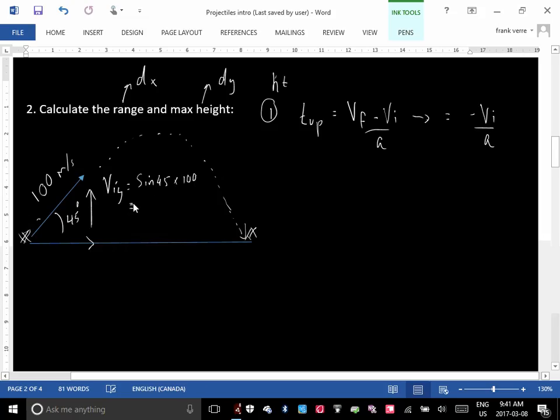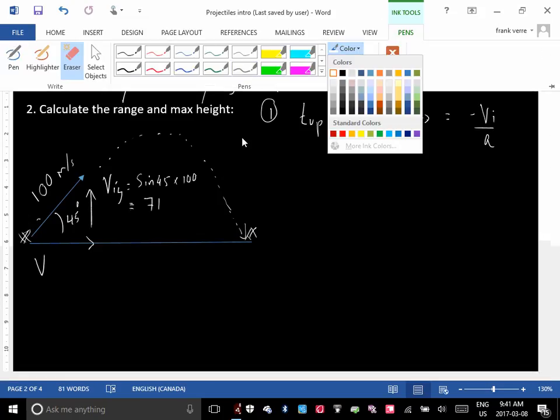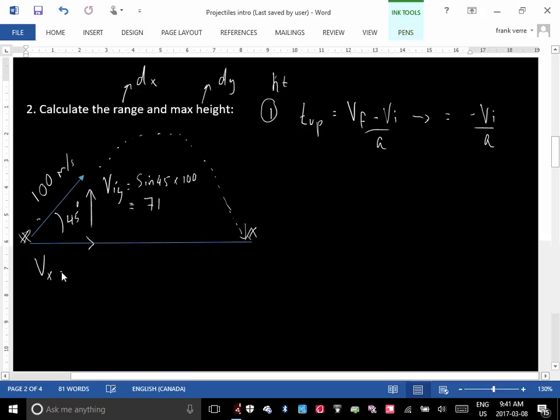So when we looked at examples of relative motion and two-dimensional motion, we had to look at the components, the x and the y. So in this case, we need the components. So the vertical component is the opposite side. The horizontal component is the adjacent side. Now, if it's cosine 45, sine 45, it's exactly the same thing. So the components are the same, 71 and 71.